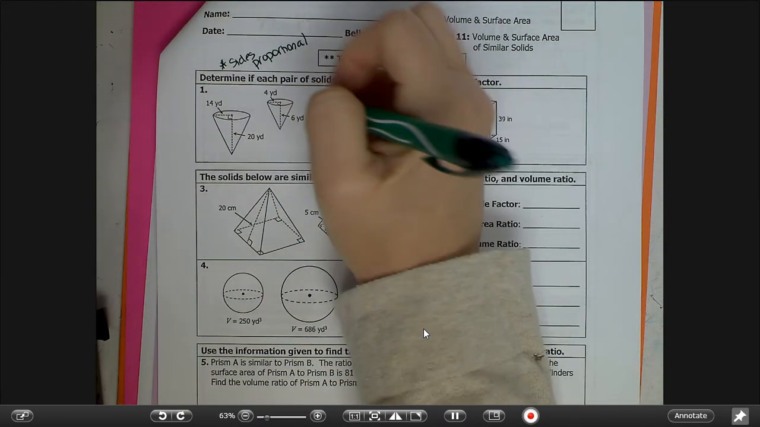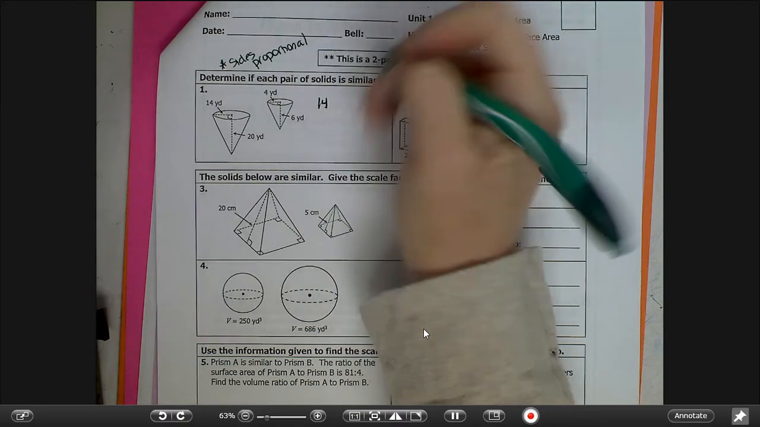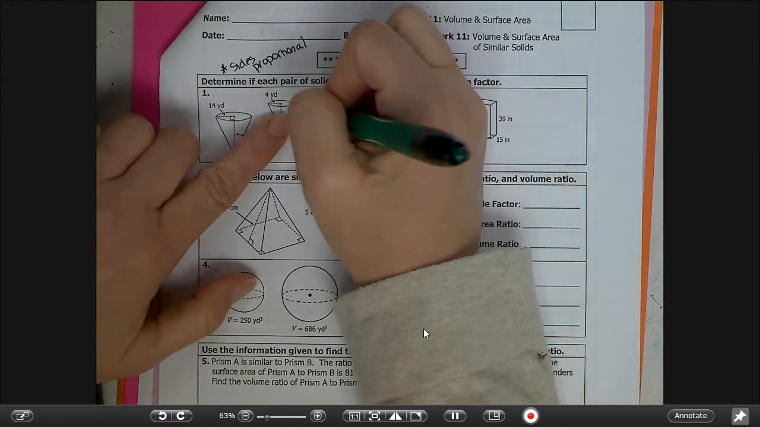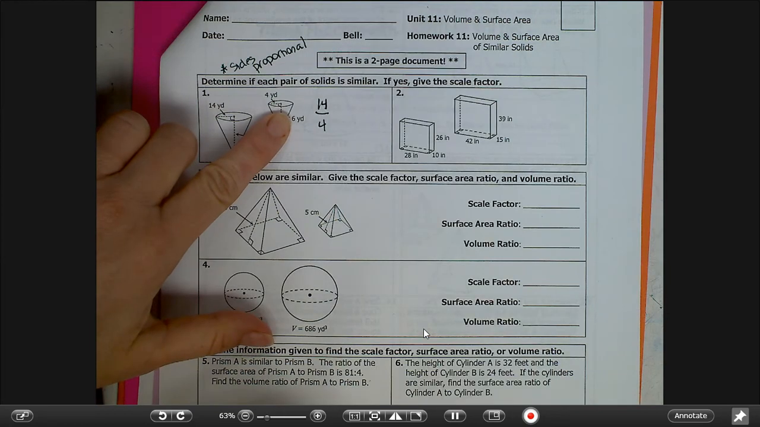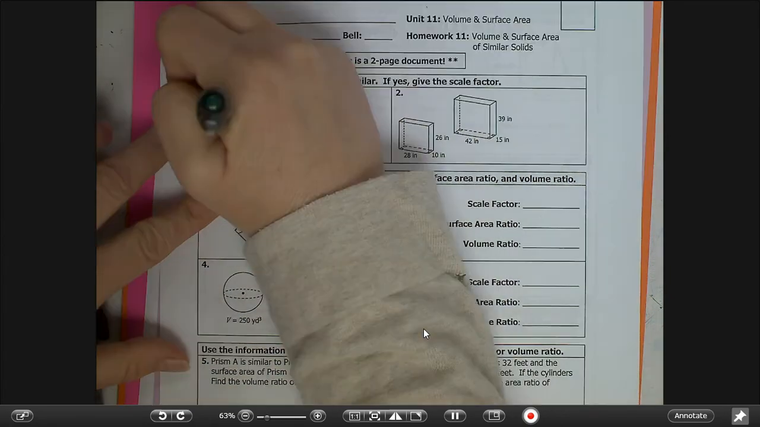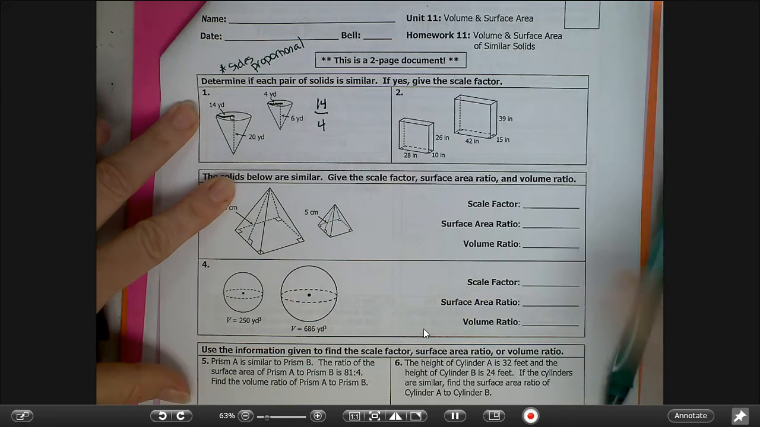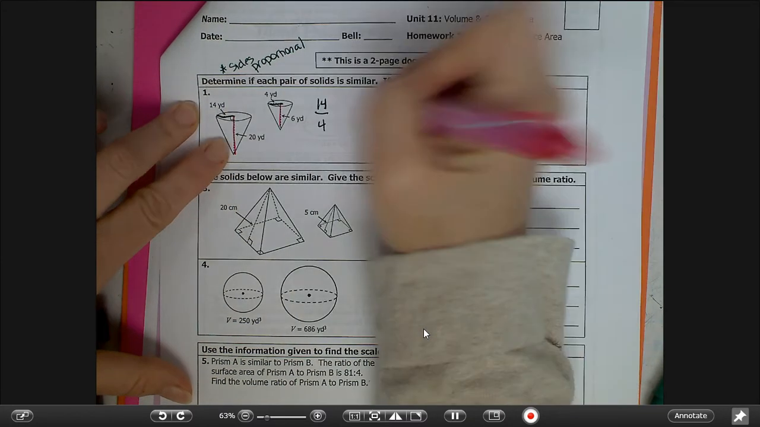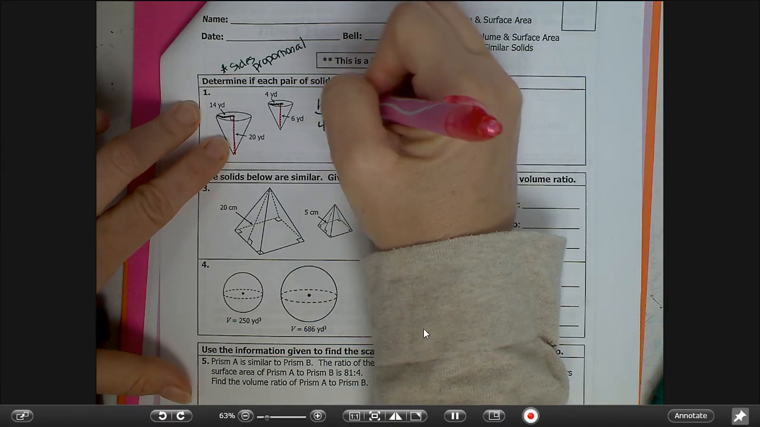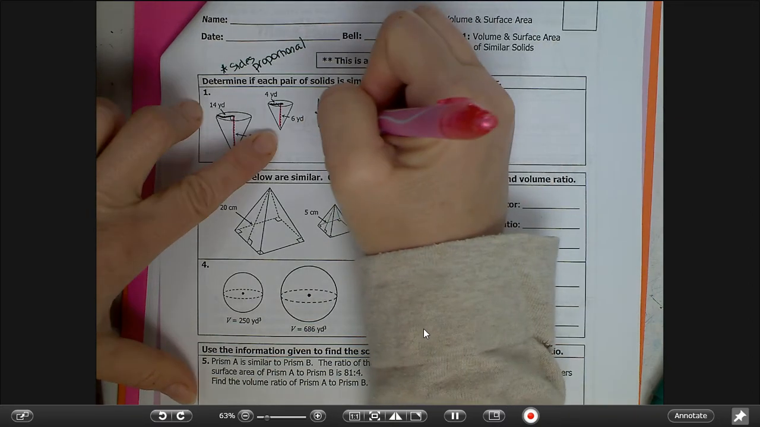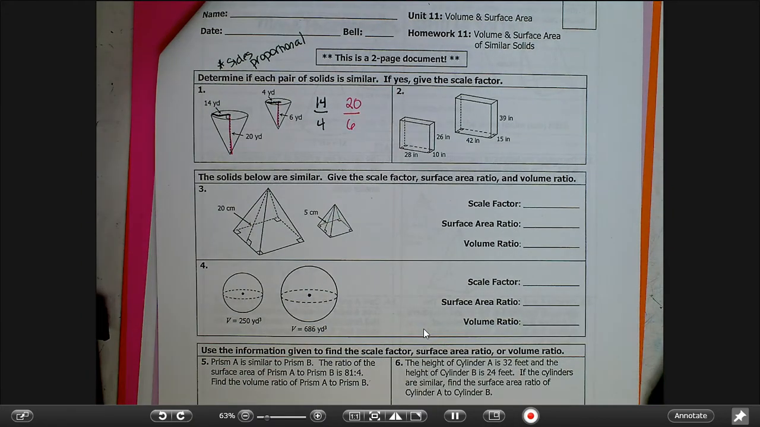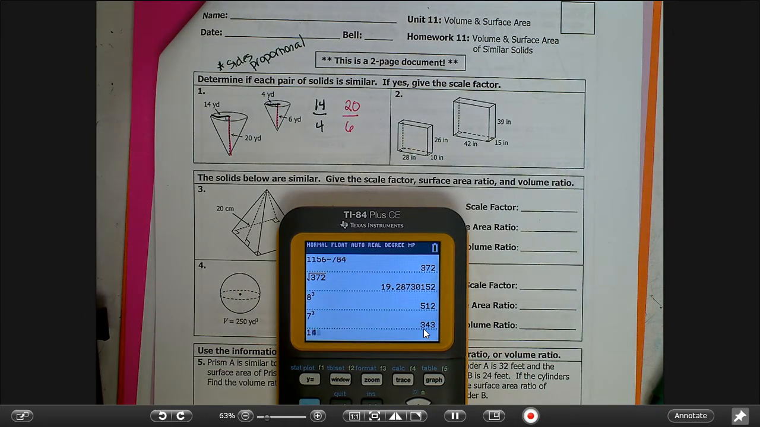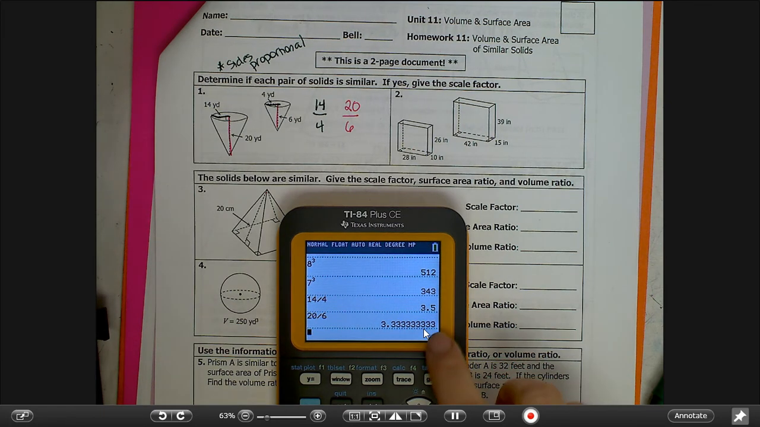So let's check. I'm going to do 14, the radius of the big one, over the radius of the small one, 4. And I guess I'll color code that just in case that helps any of you. And then we have the height to compare to the height. Since we have the big one on top here, we're going to put the big one on top there and the small one. So let's check them and see. We have 14 divided by 4 and 20 divided by 6. Are these similar? No, because these are not the same.